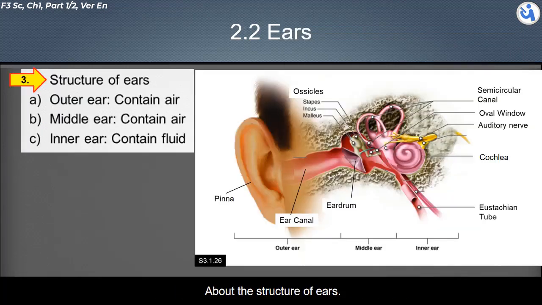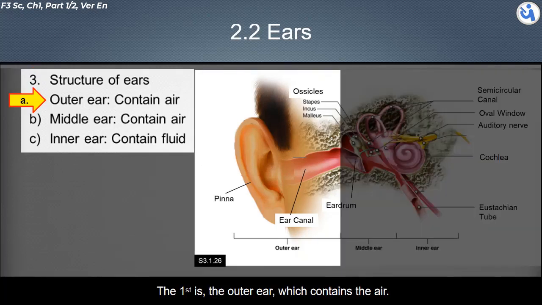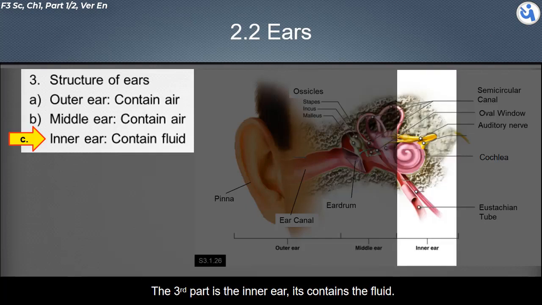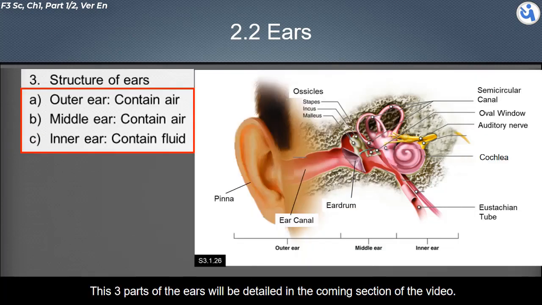About the structure of ears. Our ears can be divided into three parts. The first is the outer ear, which contains air. The second is the middle ear, it contains air. The third part is the inner ear, it contains fluid. These three parts of the ears will be detailed in the coming section of the video.